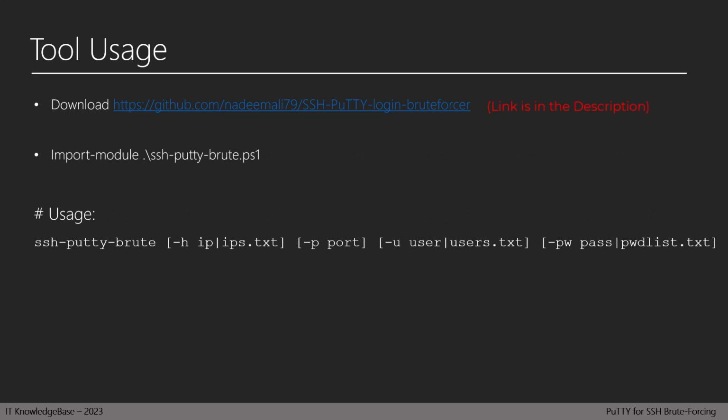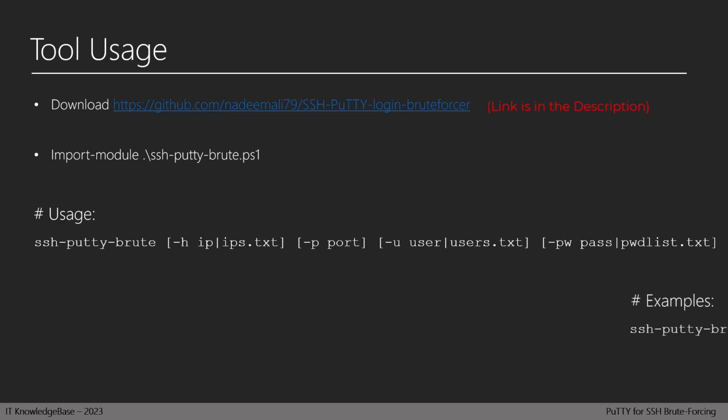The usage is fairly easy to understand. Just type your PowerShell script. Tag H represents your host name or IP address, or a text file of the list of IPs. Then add tag P for the SSH listening port. Add tag U, type a username or a list of usernames text file. Add tag PW, type the password if you are doubtful, or type the list of passwords file.